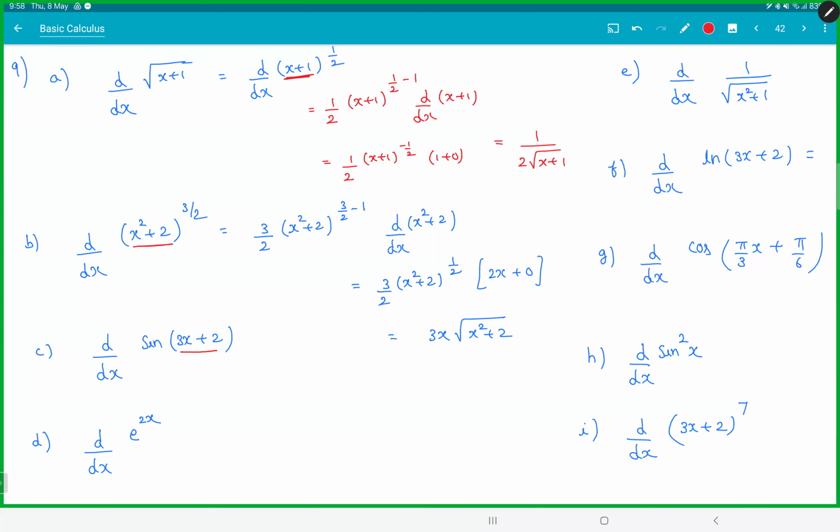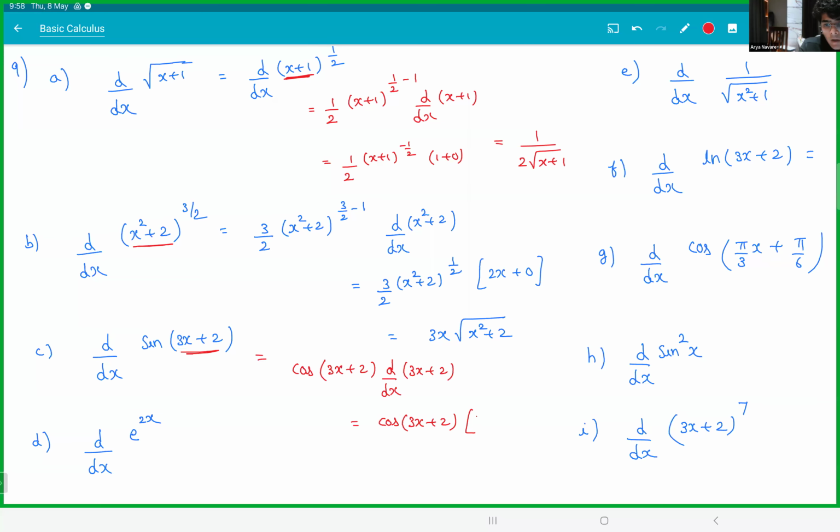What about this guy? Sine of something. So the first function is cos of something. Then differentiate whatever is inside. And that would be cos of R.